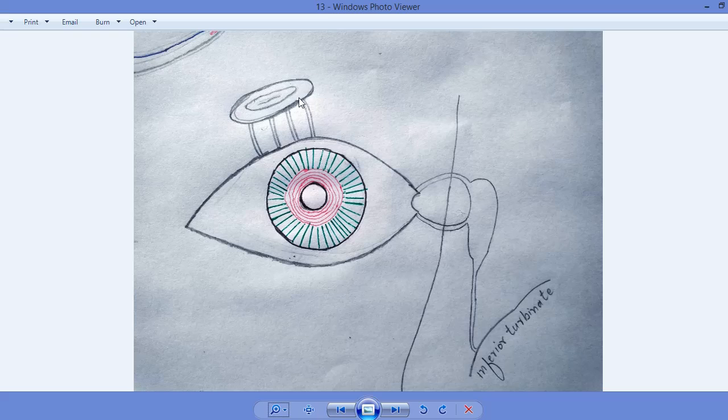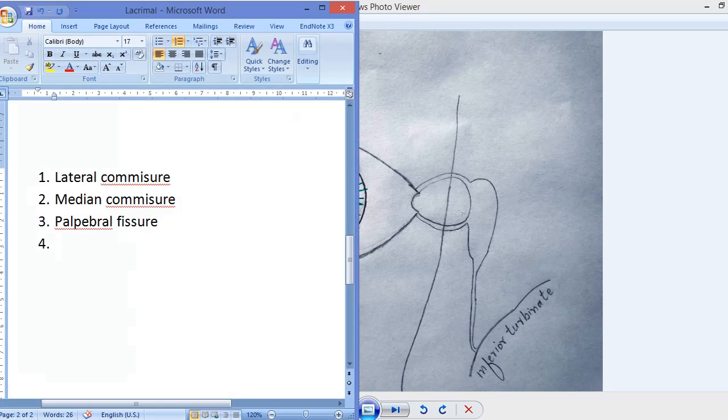Now coming towards the lacrimal gland, this represents the lacrimal gland. Lacrimal gland is just like the size and shape of an almond. This lacrimal gland is connected with the eye or with the cornea with the help of ducts, and these ducts are called lacrimal ducts. I'm going to write it. The lacrimal gland and the lacrimal ducts.